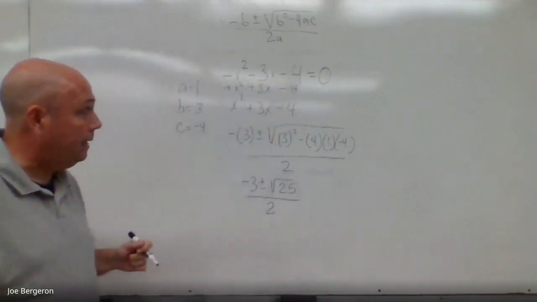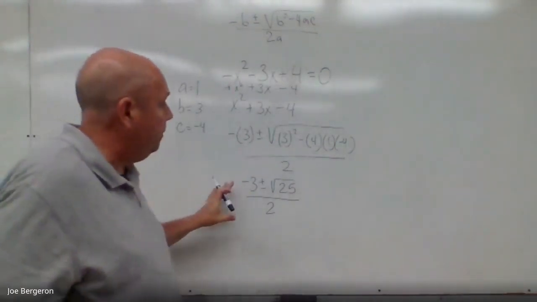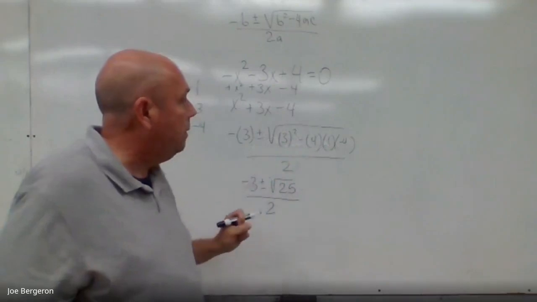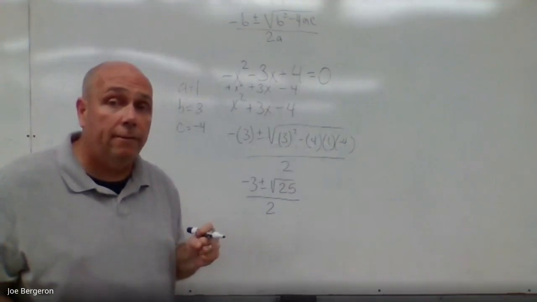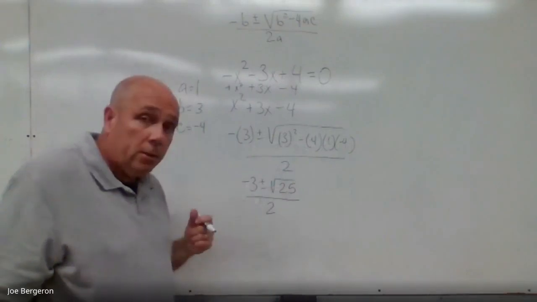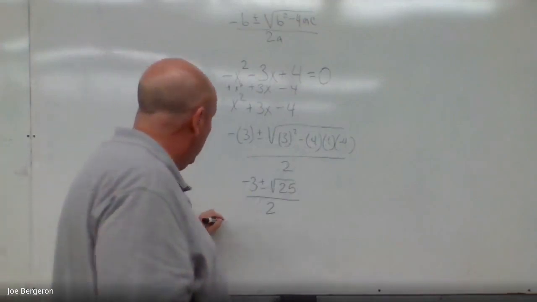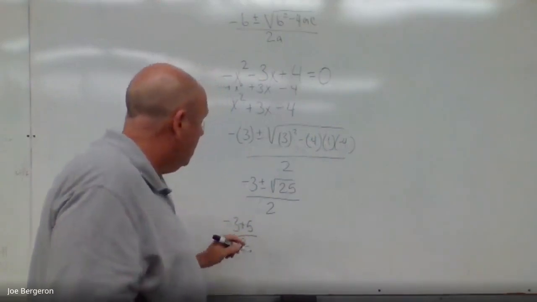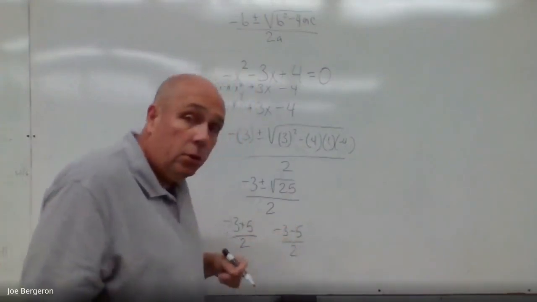Now, that's me jumping one more step without writing it down, and forgive me for that. But 3 squared is 9, and multiplying these three numbers gives me positive 16. And 9 plus 16, if you check it in your calculator, should be 25. Okay? So, do we know what the square root of 25 is? Yes, it's a perfect square. It's a 5, right? So what do we write down? Negative 3 plus 5 divided by 2, and negative 3 minus 5 divided by 2.